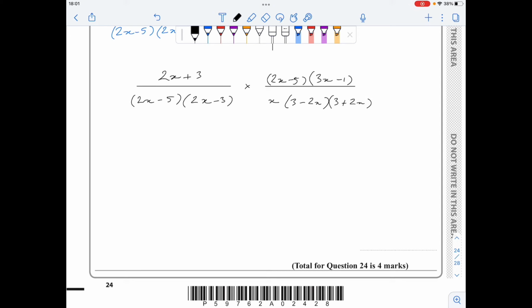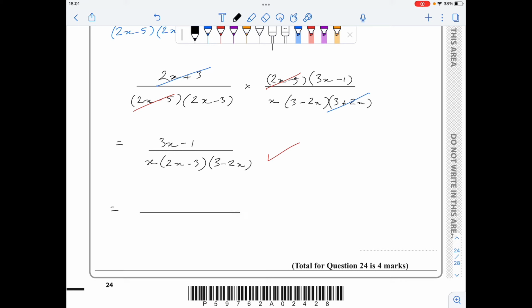Now I can cancel some brackets here. (2x + 3) with (3 + 2x), and I can also cancel out the (2x - 5). So I am left with (3x - 1) at the top, x(2x - 3)(3 - 2x) at the bottom. Note, this is acceptable. This will give you full marks. If you want, you can take this a step further.